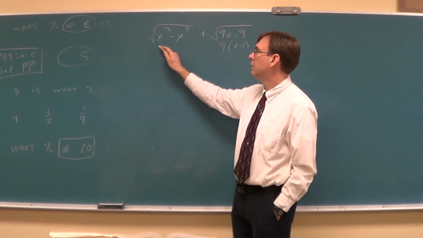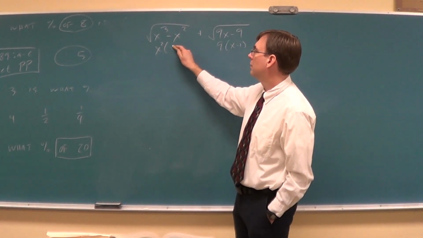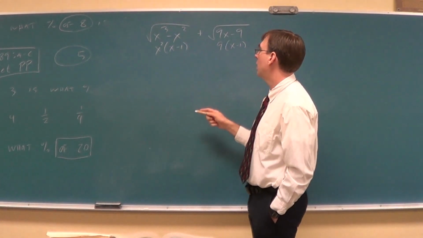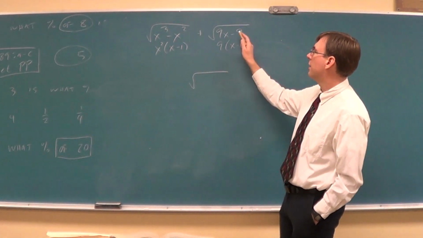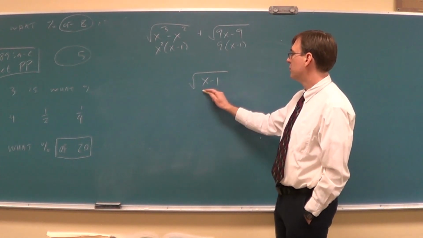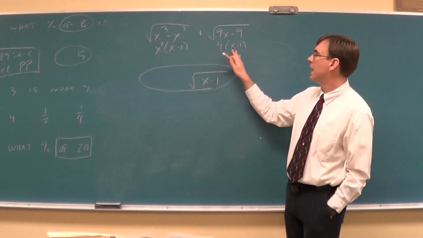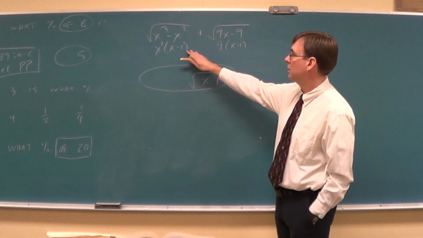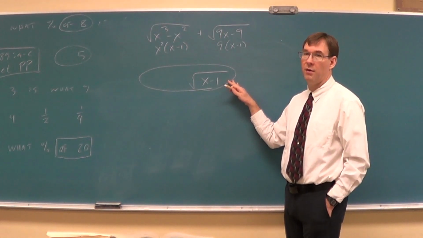How about this one? X squared can come out, x minus 1. So both of these are like because under that radical they have x minus 1. So when we get to our answer form, we're going to have under those roots x minus 1s because those are just stuck under there. Question about that half of it?